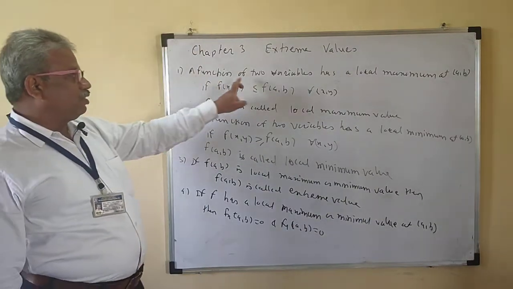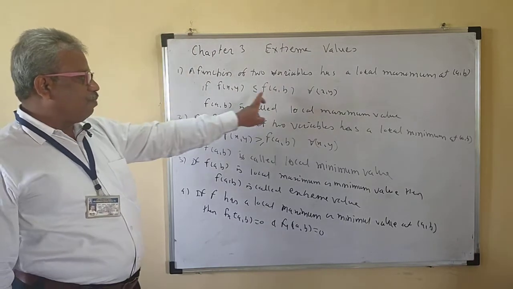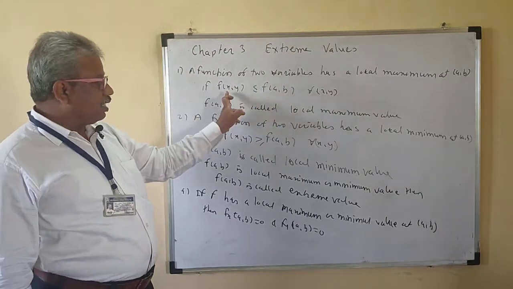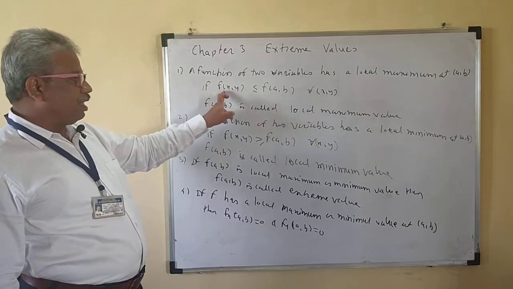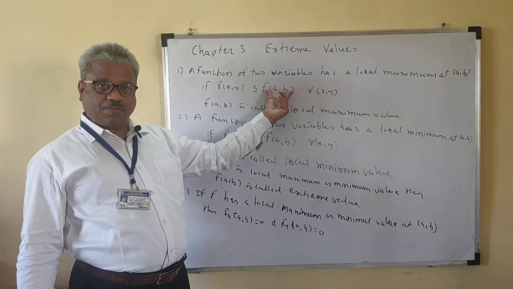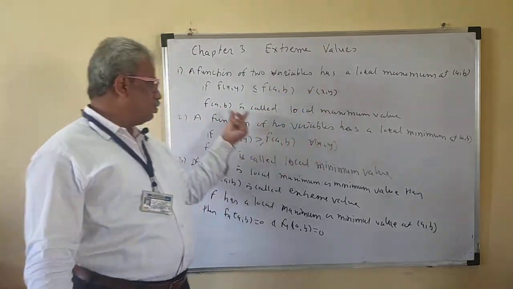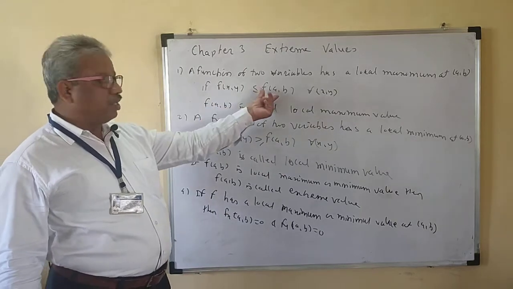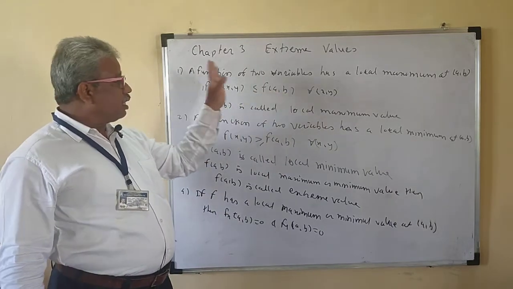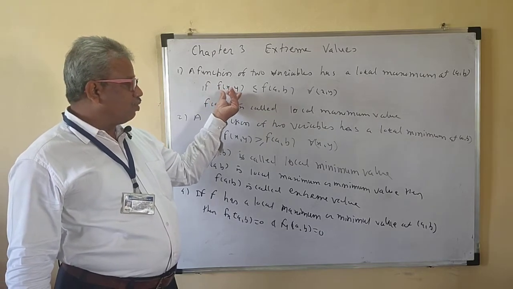So first, a function of two variables has a local maximum at (a, b) if f(x, y) is less than or equal to f(a, b). That means f(a, b) is the greatest value, and that is called a local maximum value. So f(a, b) is greater than all the functional values of f(x, y).